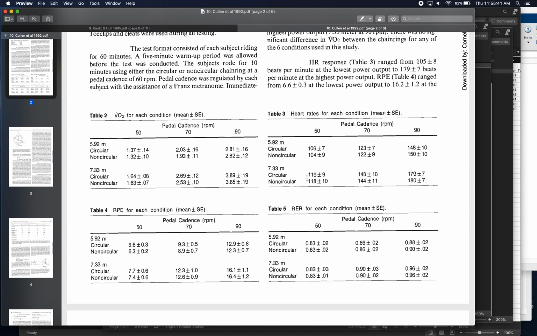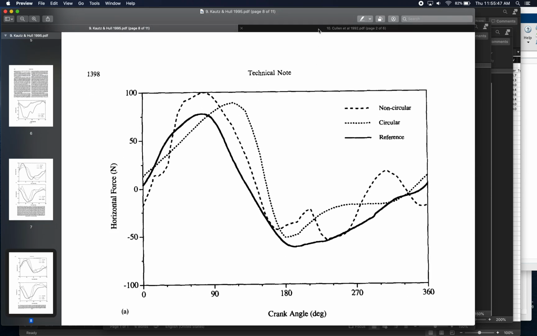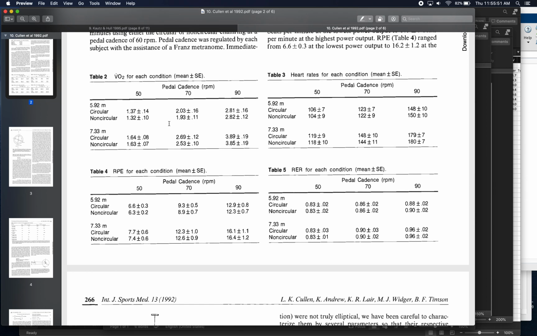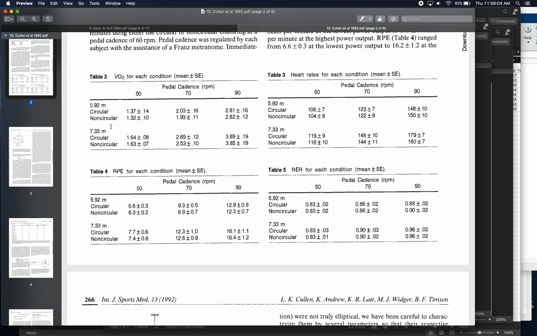So a little bit of a difference here. There seems to be a hypothetical benefit from using non-circular chainrings in the first study, but it was not actually realized in the experiment when actual human cyclists pedaled on the chainrings. They used different outcomes: the simulation study used a mechanical outcome, the torques at the joints, and the human experiment used physiological measurements like VO2 and heart rate, which may not necessarily be reflected in the torques at the joints.